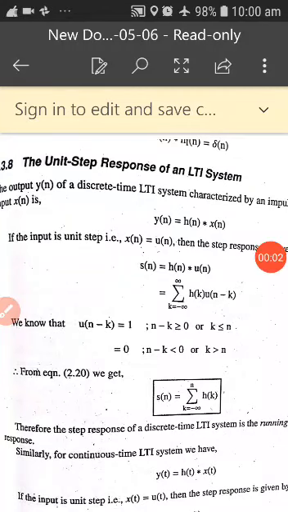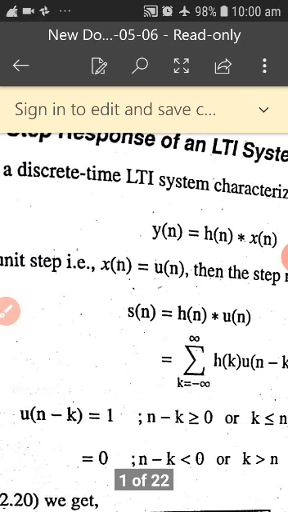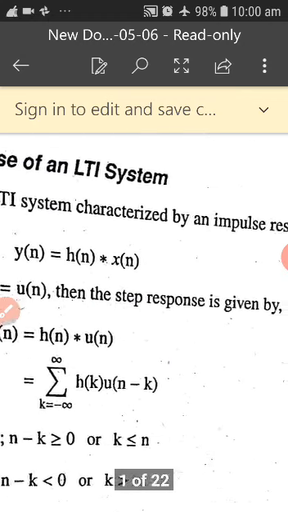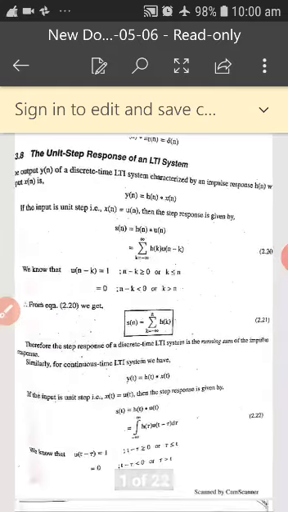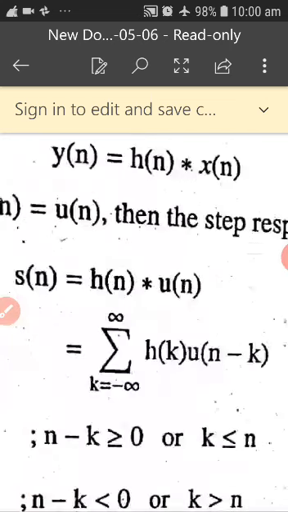Dear students, there is another property called the unit step response of an LTI system. This is very important. Many times they have asked for even a derivation. Here you can see that the output y of n of a discrete time LTI system characterized by an impulse response h of n with the input x of n is given by y of n is equal to h of n convolved with x of n.